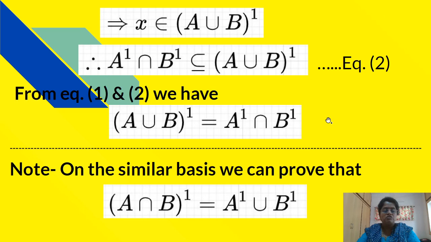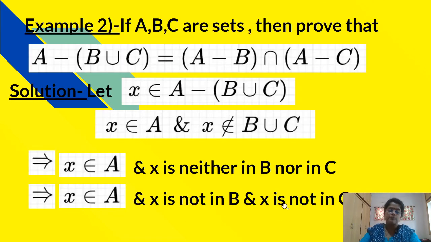Here we have used the concept that if A is a subset of B and B is a subset of A, then A is equal to B. On a similar basis, we can prove that (A intersection B) complement is equal to A complement union B complement.